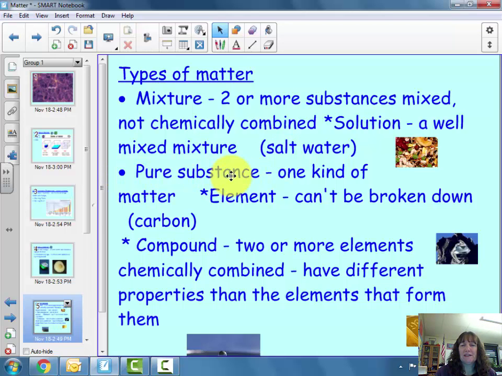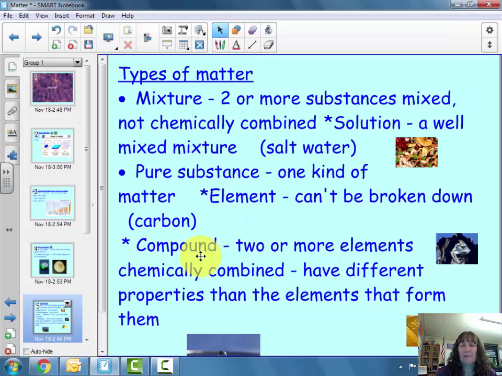Then there's a pure substance, and that's one kind of matter. These are like the elements. They can't be broken down any further. Anything listed on the periodic table is a pure substance, because those are all elements. Carbon, potassium, hydrogen, oxygen are all pure substances.